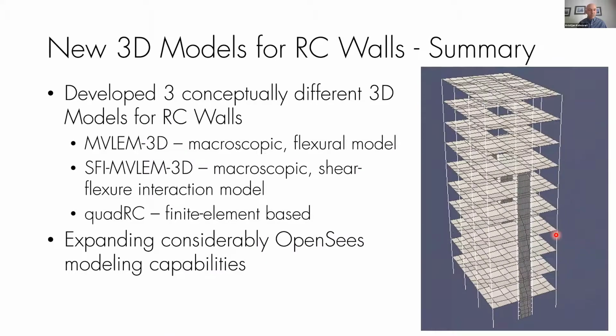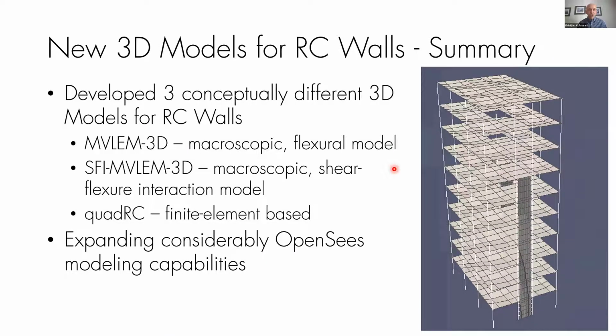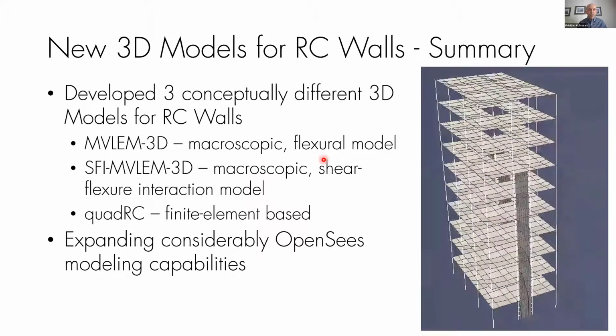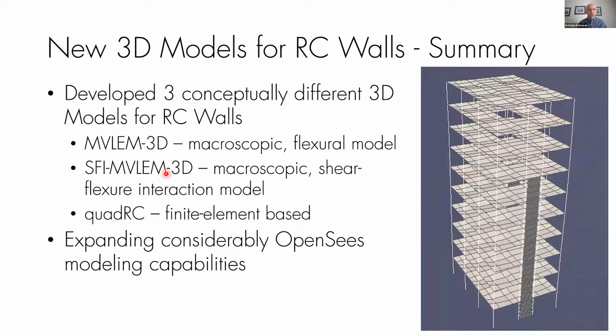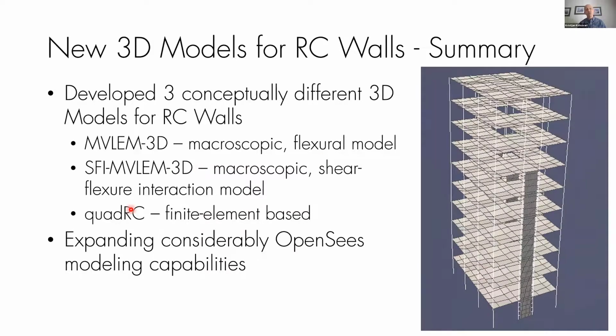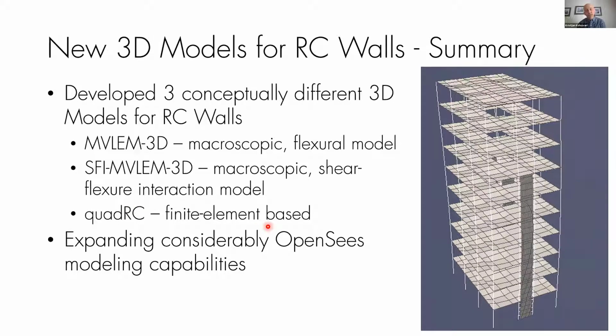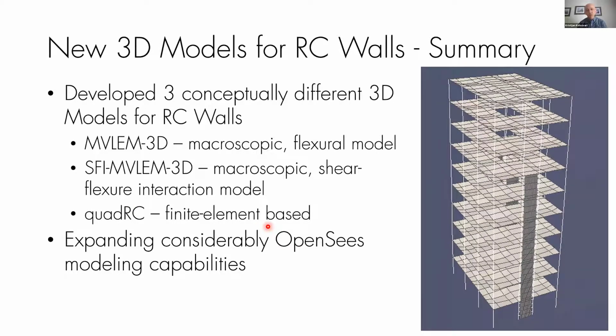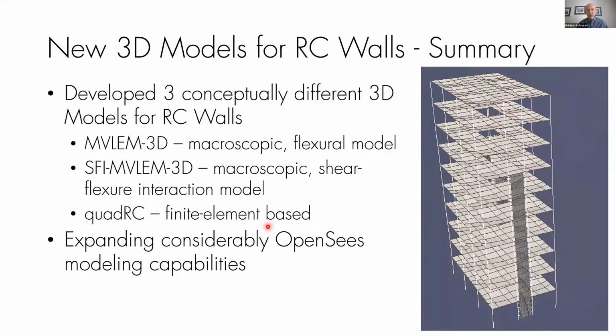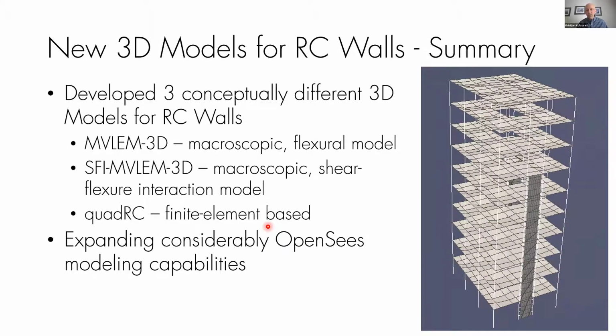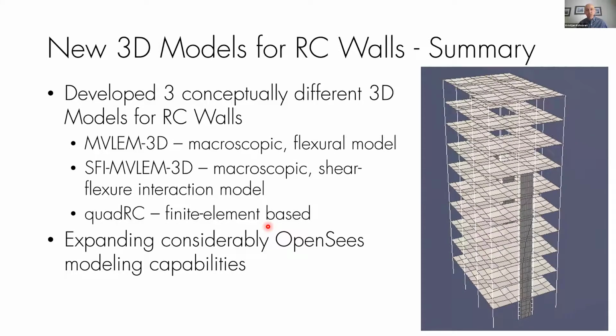We have this flexural model, we have the SFI, shear flexion interaction model, and we have this finite element-based model. They're all three-dimensional, so they can be used for modeling of real buildings and building systems, right? So we're very excited that we're expanding OpenSees capabilities considerably in terms of modeling of wall buildings.